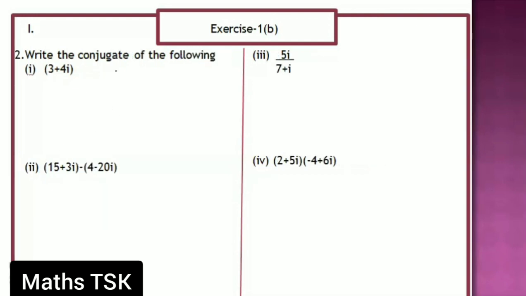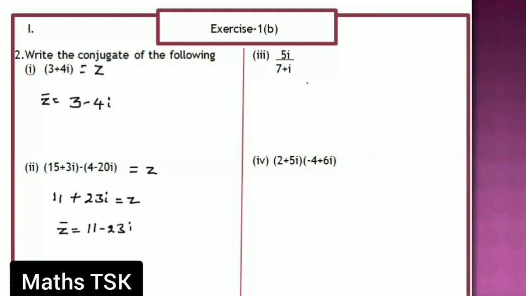Next, write the conjugate of the following. Let us consider this as z. The given complex number is z. So the conjugate is z bar. Z bar is nothing but 3 minus 4i. Okay. Similarly, if you consider this as z, you have to simplify this. So 15 minus 4 is 11, and then 3i minus of minus is plus 23i. That is z. Okay. So what is z bar? The conjugate is 11 minus 23i.